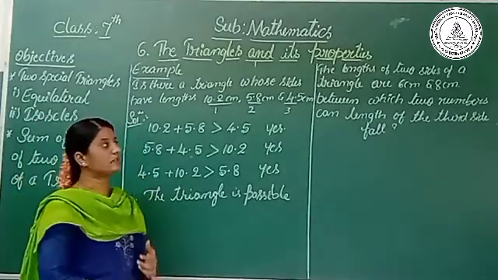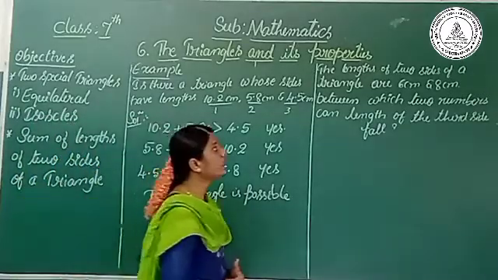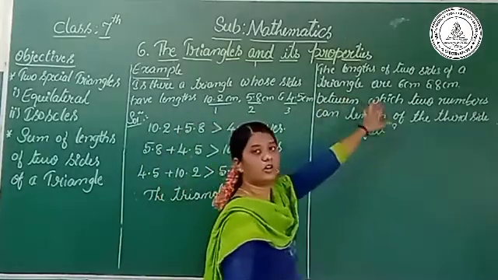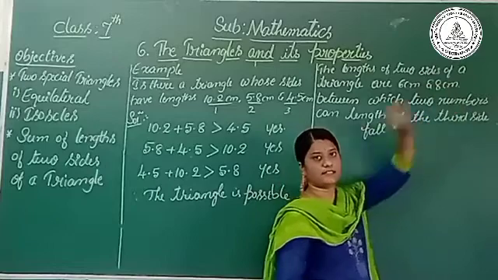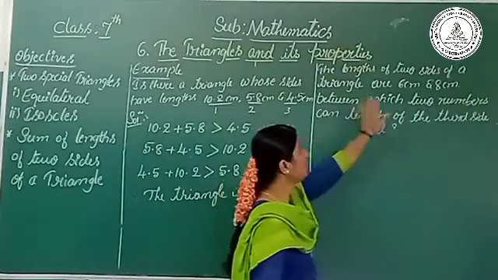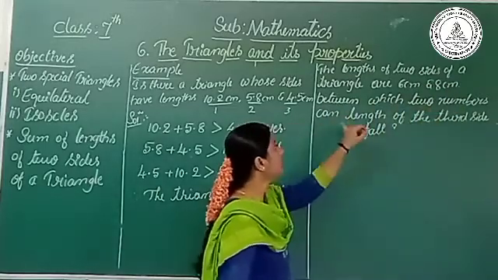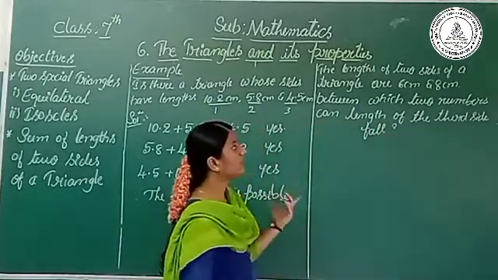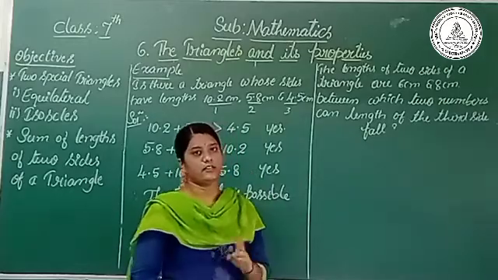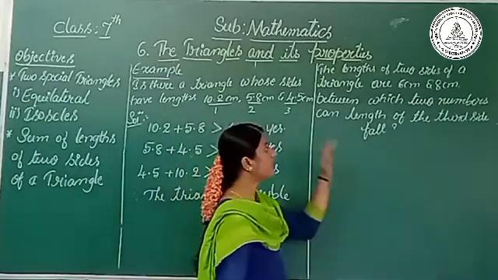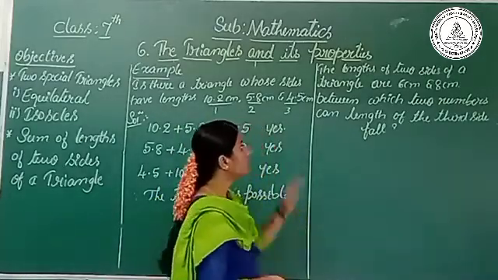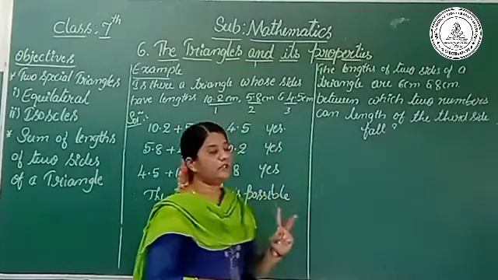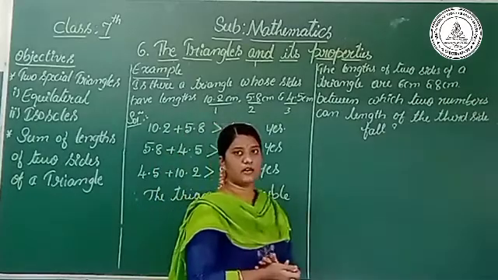Clear? Yes, at the same time, let's move on to solve one more example. Here, the lengths of two sides of a triangle are 6 cm and 8 cm, and between which two numbers can the length of the third side fall? So here they are given only two sides of a triangle. So what is the third side of the triangle? We have to find the two numbers between which it comes.